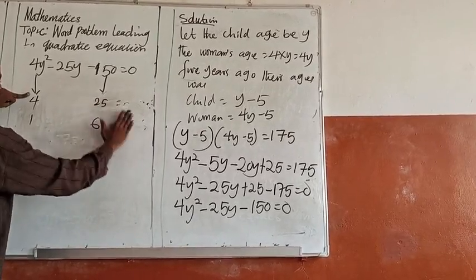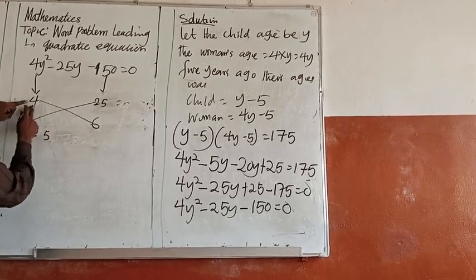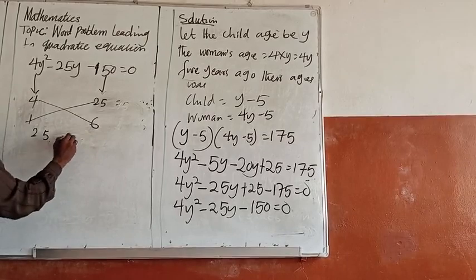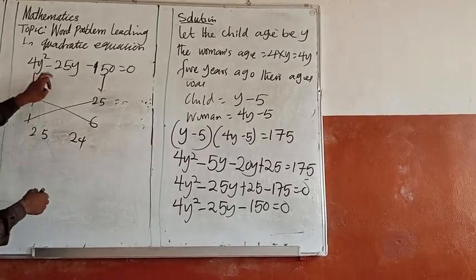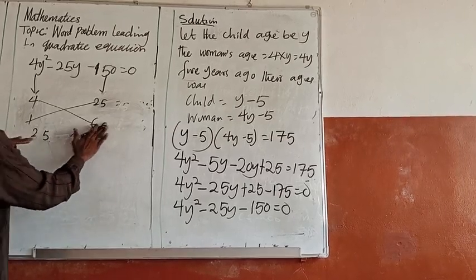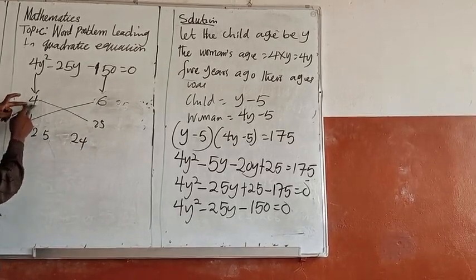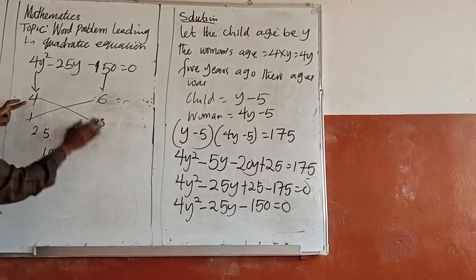Then, if you cross multiply, 25 times 1 we have 25. 4 times 6 we have 24. There's no way we can get 25 if we subtract or add. So the next thing is I'm going to do this. I will interchange this. We have 6 and 25. 25 times 4 we have 100. 6 times 1 is this.